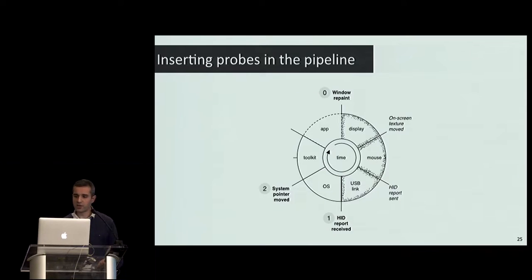Then upon notification, the operating system processes the event and applies the transfer function to move the system pointer. Here we can do another measure. Upon notification of this pointer movement, the toolkit creates an event. We can do another measure, and it dispatches this event to the appropriate widget. That's where we get the mouse move event. So the end-to-end latency we measure is the time elapsed between the window repaint and the mouse move event being dispatched.